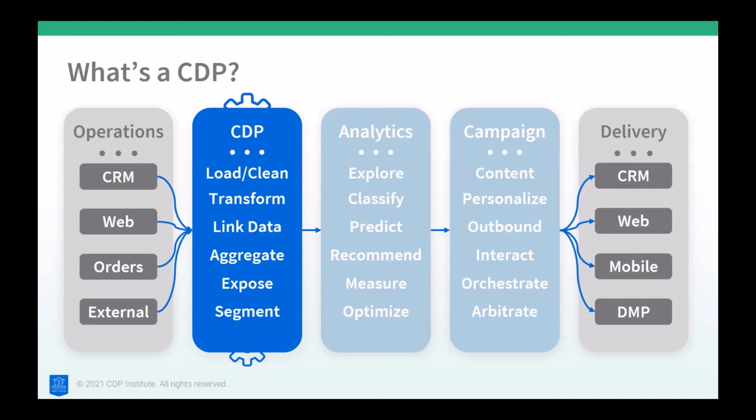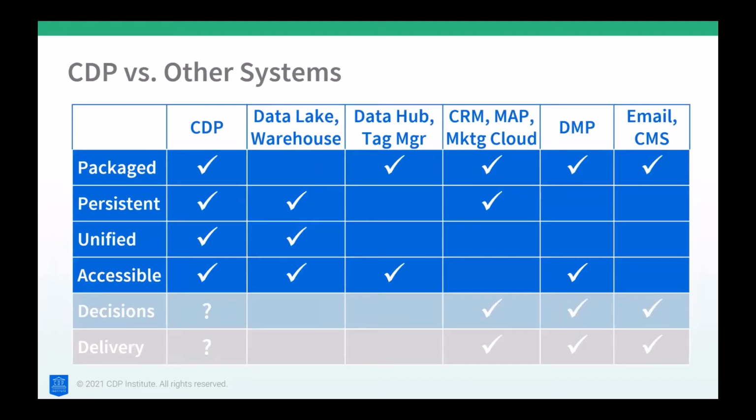Now, the key point here is that different systems do different ones of those things. The CDP, which is packaged, persistent, unified, accessible, does those things. Those are the core things in that diagram we just saw. Decisioning, which is the analytics and the campaign, sometimes delivery, sometimes. But the core thing that the CDP does is that packaged, persistent, unified, accessible data, okay?